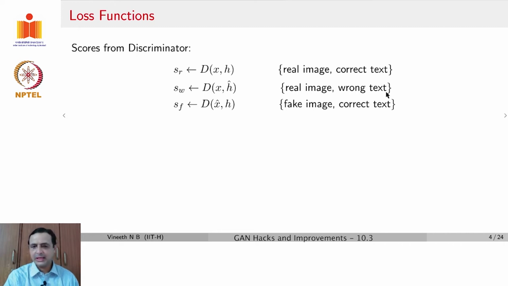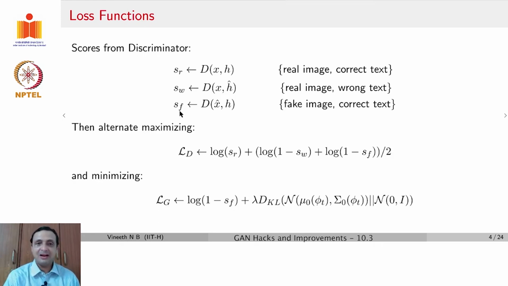There is also another setting where you have a real image and an incorrect text. In this case, the discriminator should ideally give a low score. Similarly, you have a fake image with a correct text, which the discriminator should give a low score, but the generator should try to increase this particular score. These are denoted as S sub R, S sub W and S sub F.